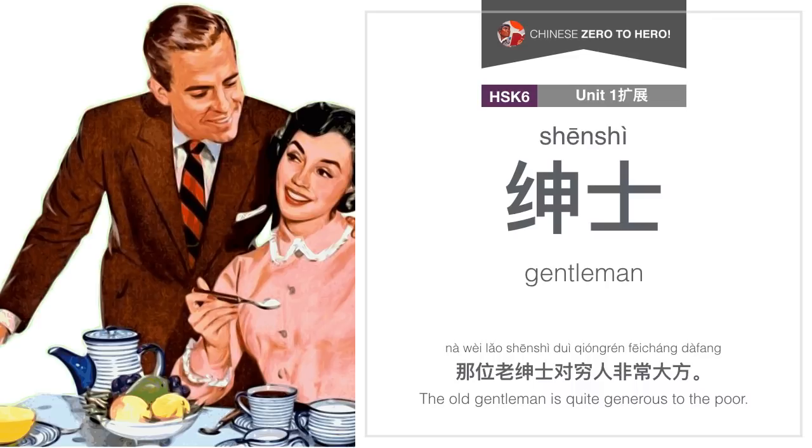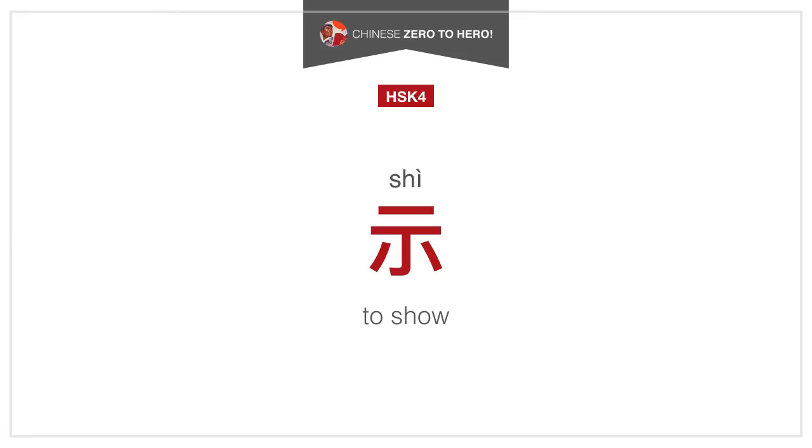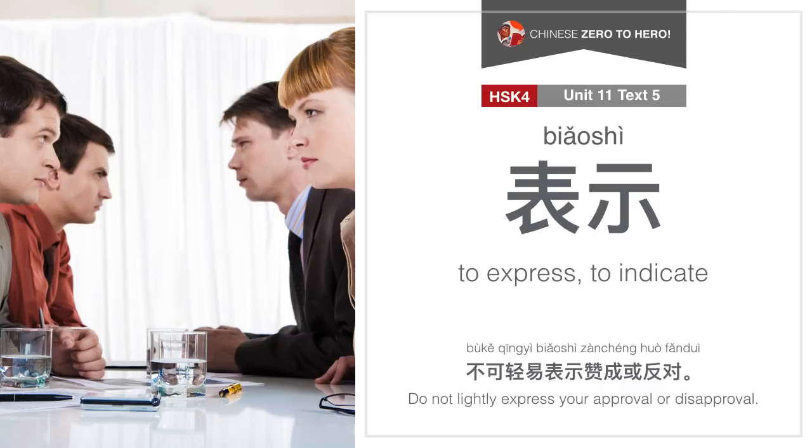那位老绅士对穷人非常大方. The old gentleman is quite generous to the poor. And 示, written like this, means to show. In HSK 4, we learn 表示, meaning to express or to indicate. 不可轻易表示赞成或反对. Do not lightly express your approval or disapproval.